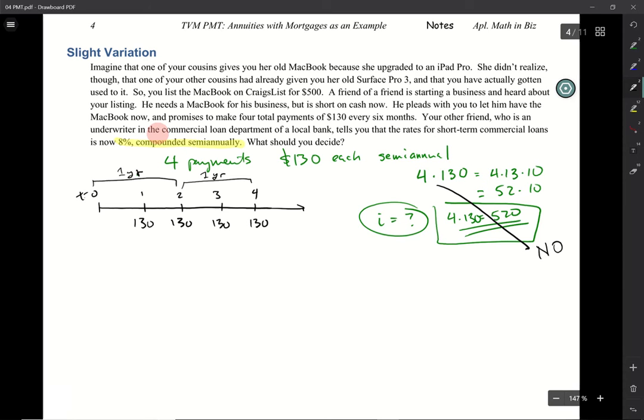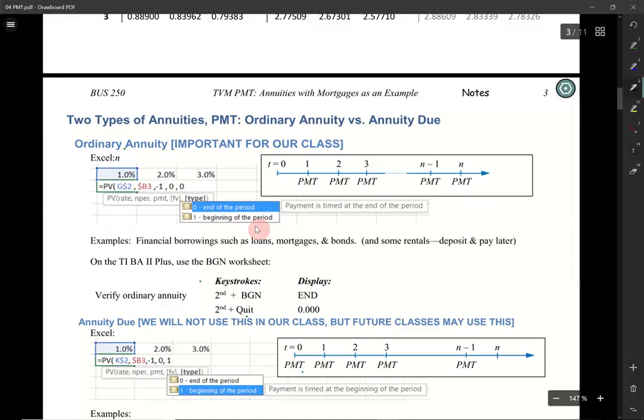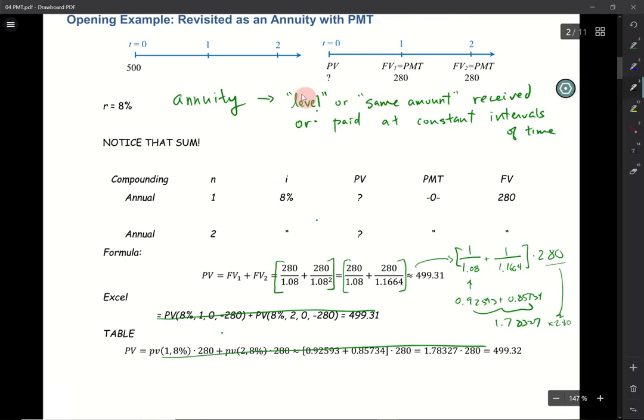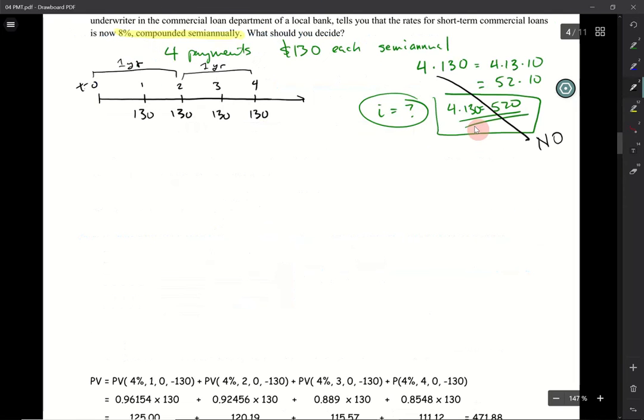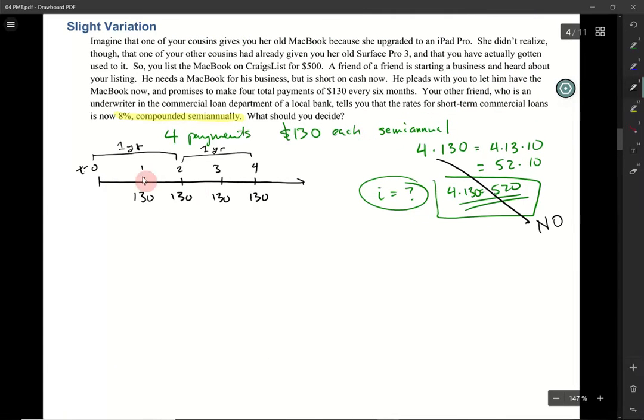So what is this? It's an ordinary annuity, right? It's a level or same amount received or paid at constant intervals of time. So, do you want to do this present value once, and then this present value 2 years out twice, then a third present value 3 times, 4, like that will get kind of repetitive, right?